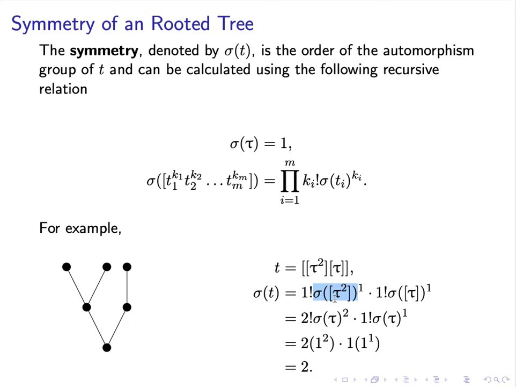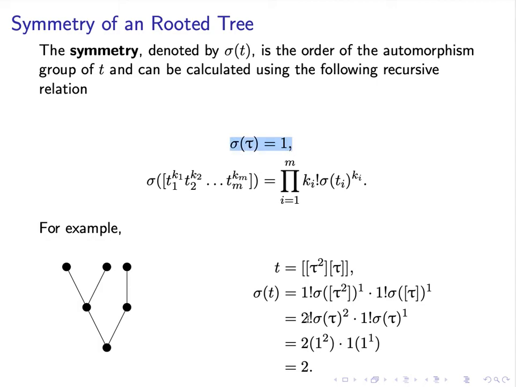Right, so what we have is this tau appears twice, so k_i in our case is 2, so we have 2 factorial times the symmetry of each of those subtrees. So the subtree is just tau to the power k, which in this case is 2. For the second symmetry one, there we are. Okay, so tau only appears once, so it's 1 factorial times the symmetry of tau to the power 1. Okay, so the symmetry of tau is just 1.